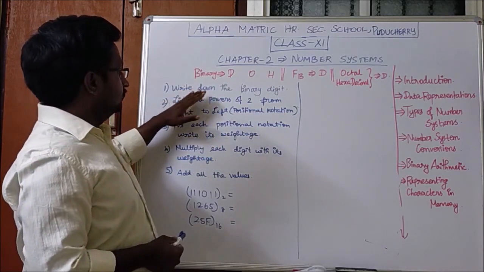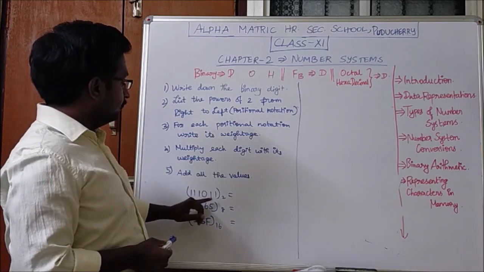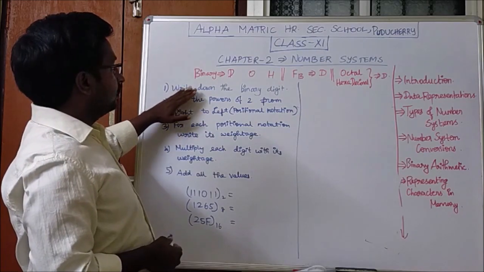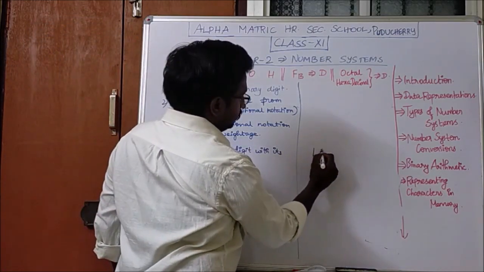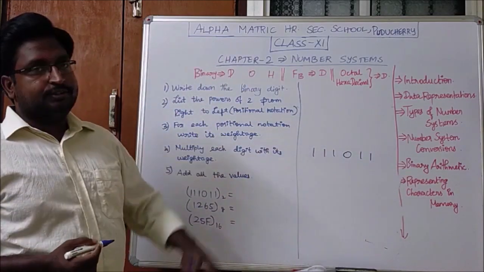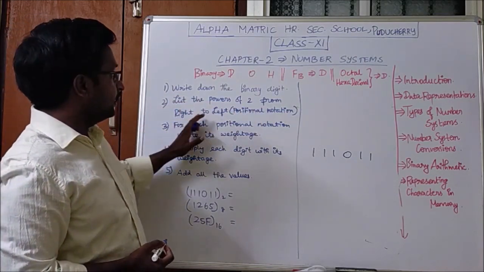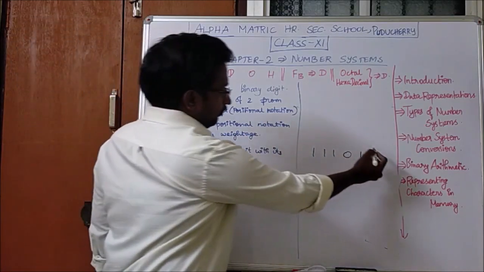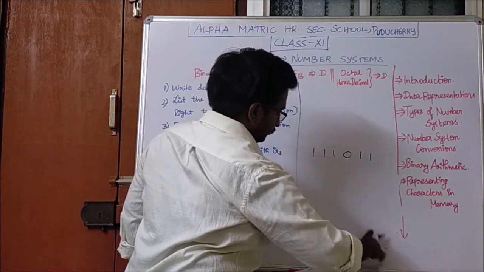So first, these are the three numbers which we are going to convert. First, binary to decimal conversion. The first step is to write down the binary digits, the given binary digits. Then list the powers of 2 from right to left. We call it a positional notation. So from right to left, we have to write the powers of 2.